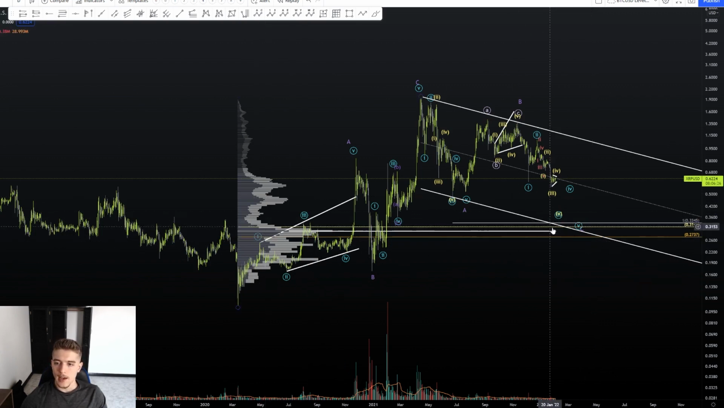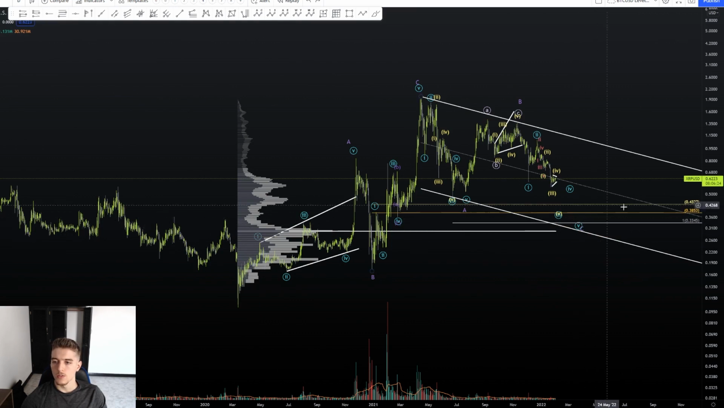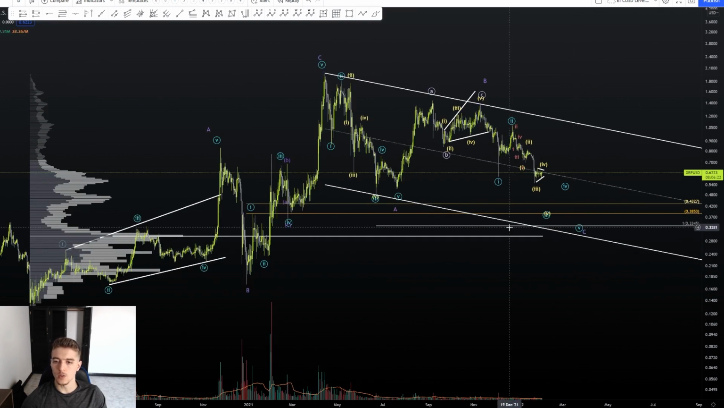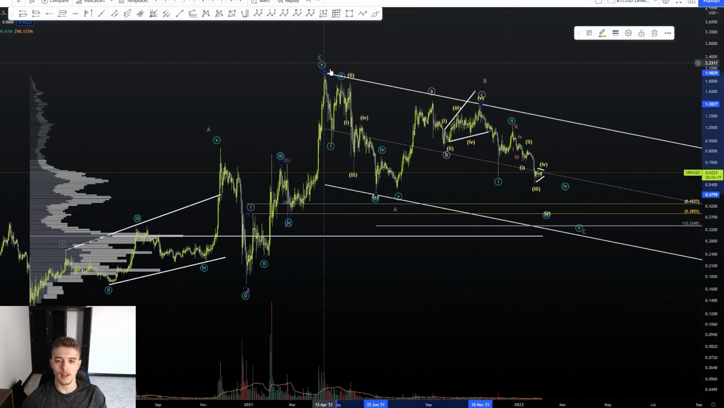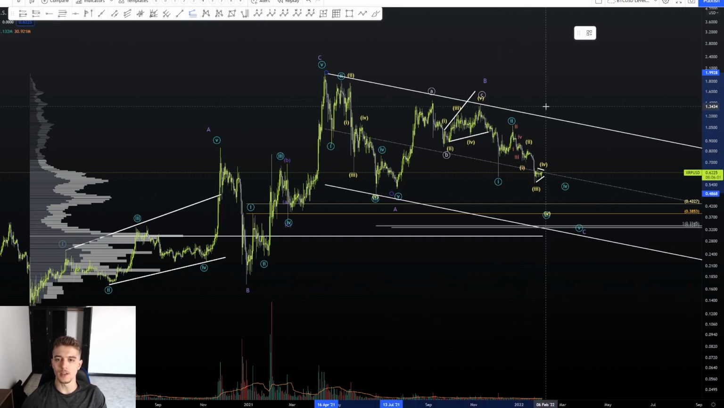Now, additionally, we have this. Let's undo that. So additionally, we have this 1-to-1. So this would be assuming that the C wave equals wave A on log scale, where we pull a trend-based FIB extension tool from the top of wave A to the bottom of wave A, and drag it to the top of wave B.